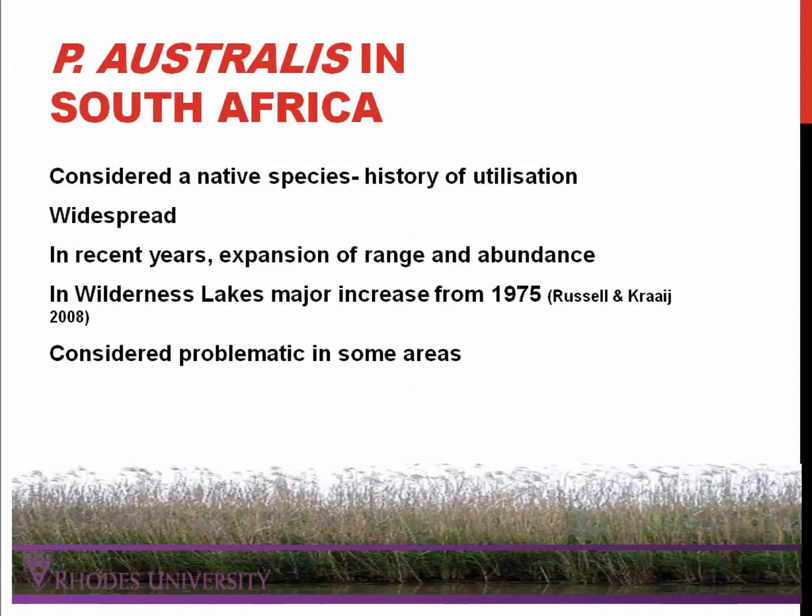And just to give you an example, in the wilderness lakes, Phragmites australis has always been a component of this ecosystem. However, from about 1975, there's been quite a dramatic increase in the reed stand, and it's becoming a lot more abundant. And this has become quite debatable. Some people are saying it can become quite problematic due to the sheer size of these reed stands.